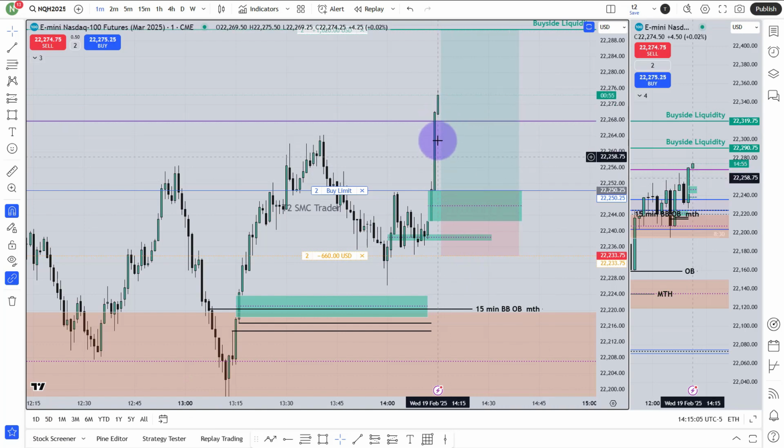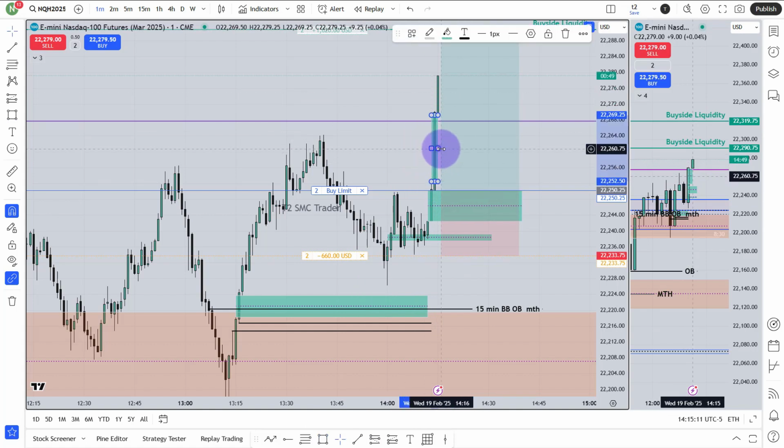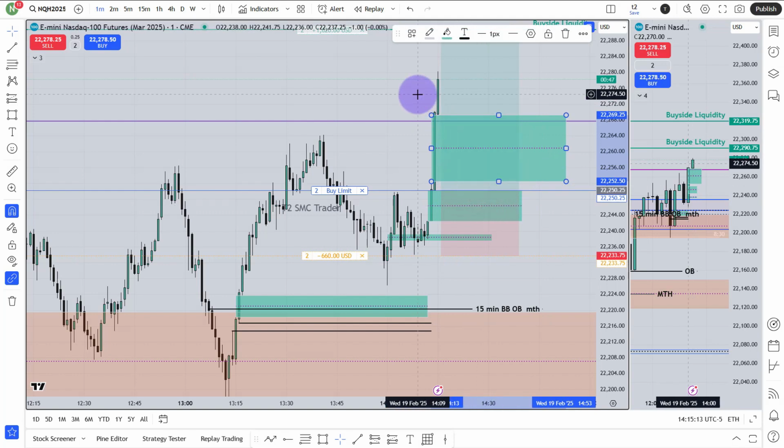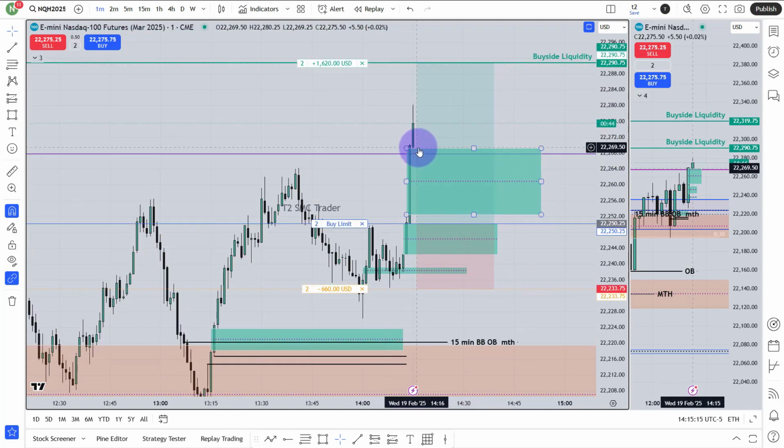Here I have the entry fair value gap. Around this area I have the entry fair value gap and the last fair value gap over here. I will try a buy here. After making this entry fair value gap, I will try to take a buy here by putting my stop loss below the 50% of this entry fair value gap. So this buy will be here.